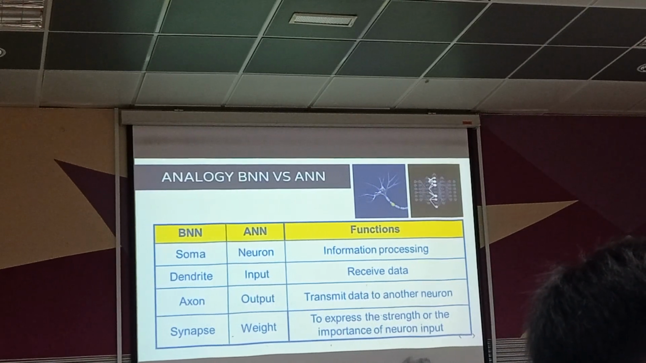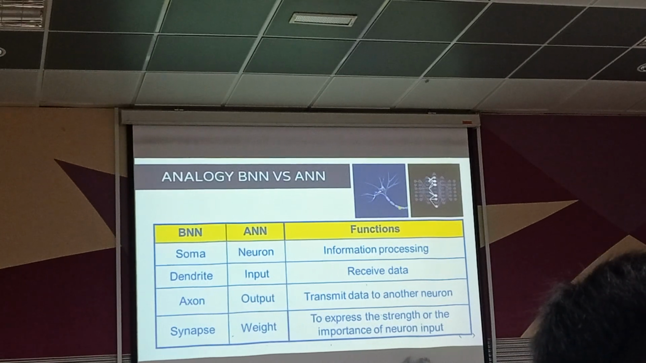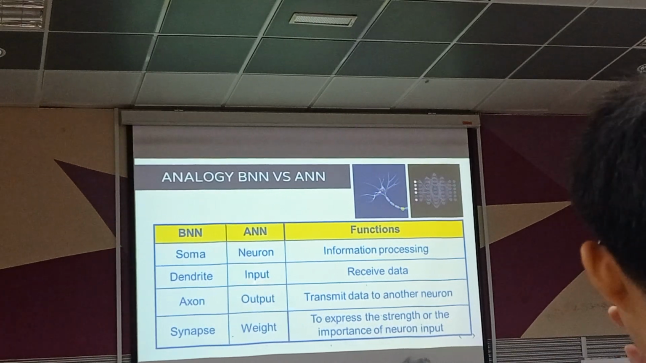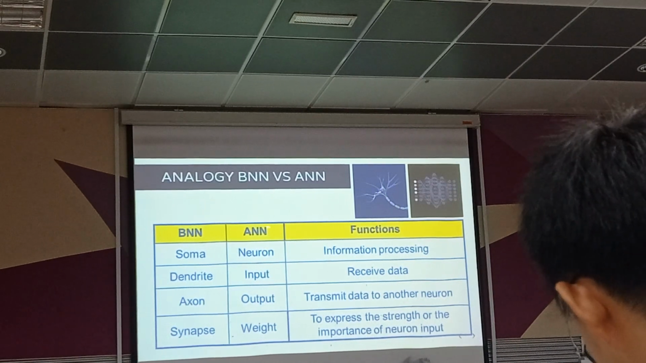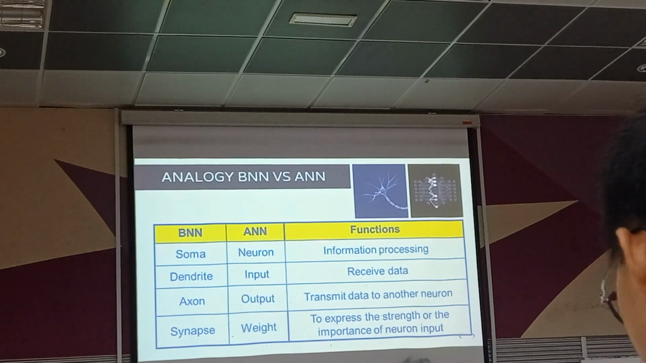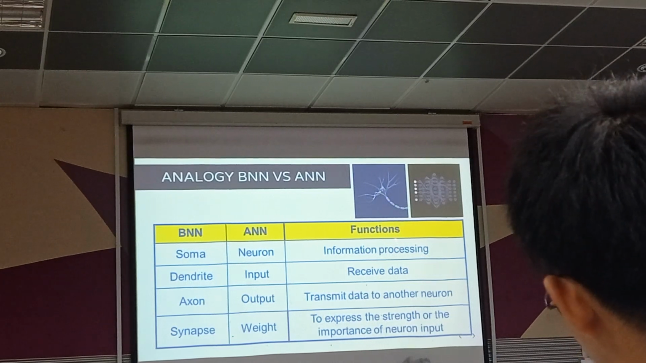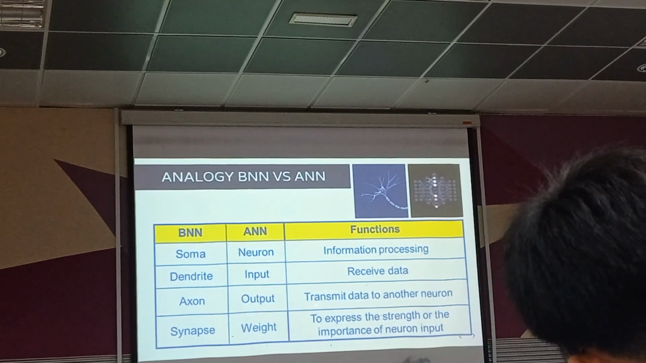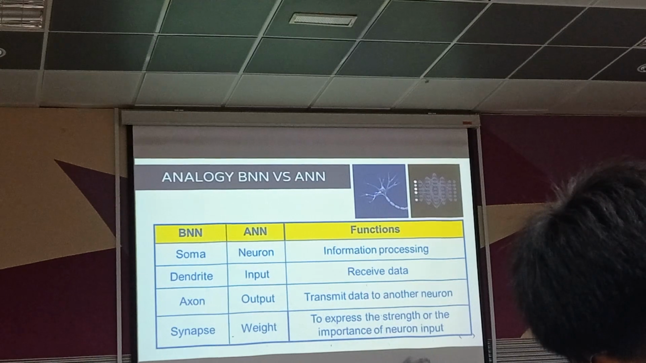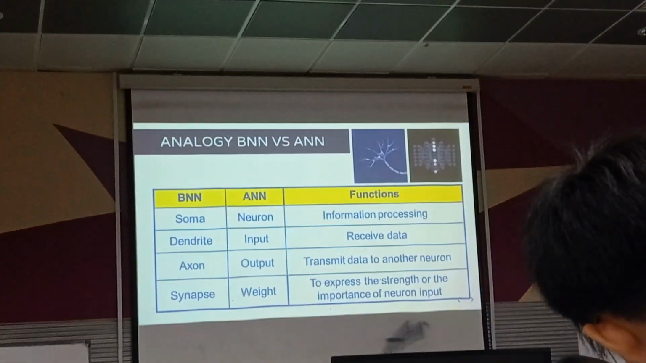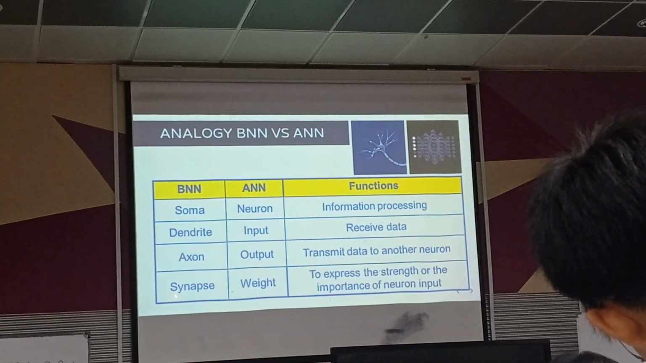Okay, so in artificial neural networks, we have the dendrite as well, but it is known as input to receive the data. Then we have a processor unit, known as the neuron, to process the information. The moment that you process the information, it will generate the output. This output can transmit the data to another neuron. In order to transmit the data to another neuron, it will pass through the synapse.